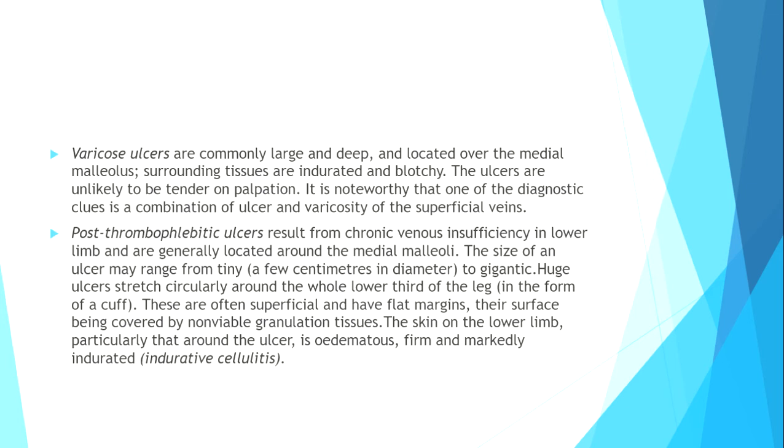Post-thromboembolic ulcers result from chronic venous insufficiency in the lower limb and are generally located around the medial malleoli. The size of an ulcer may range from tiny, a few centimeters in diameter, to gigantic, huge ulcers stretching circularly around the whole lower third of the leg in the form of a cuff. They are often superficial and have flat margins, their surface being covered by non-viable granulation tissues. The skin on the lower limb, particularly that around the ulcer, is edematous, firm and markedly indurated.